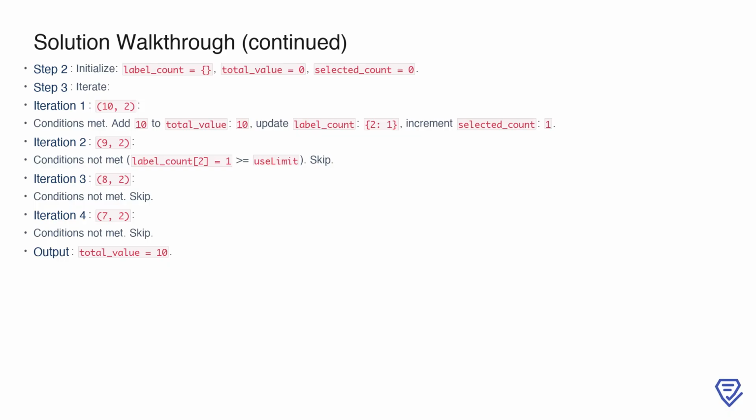For the second pair, (9, 2), the condition fails because label_count for label 2 has already reached the use limit, so we skip it. The third pair, (8, 2), is also skipped for the same reason, as is the fourth pair, (7, 2). With no additional items meeting the criteria, we conclude with a total_value of 10. This demonstrates how the constraints on use limit can significantly restrict the selection process, even when high-value items are available.